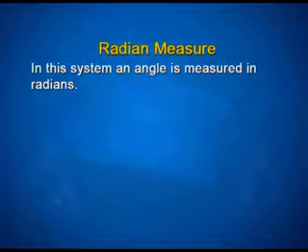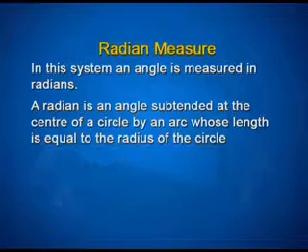Second one is radian measure. In this system, an angle is measured in radians. A radian is an angle subtended at the center of a circle by an arc whose length is equal to the radius of the circle.